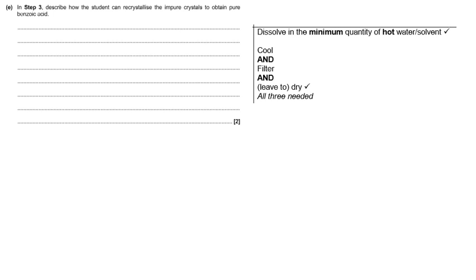It's here. So notice though that you need to remember that it's the minimum quantity of hot water, so that when it cools, you go past your saturation point, and so you need both minimum quantity of hot solvent. It's probably safer to say solvent rather than water because it might not always be water. For the first mark, and you need to say all of, cool, filter, and leave to dry for the second mark. Put that into a nice sentence, and you've got your 2 marks.